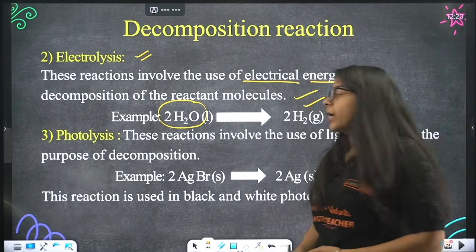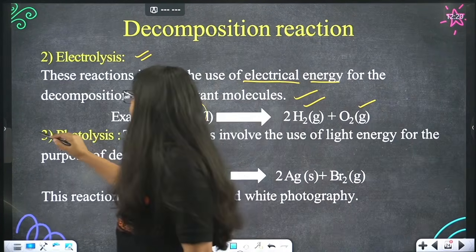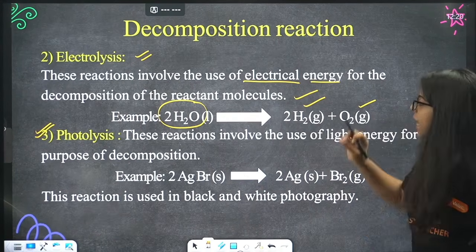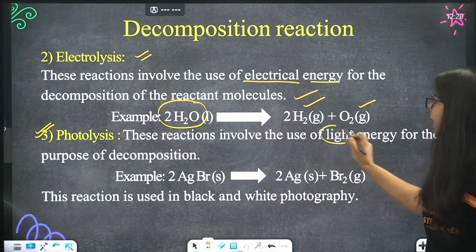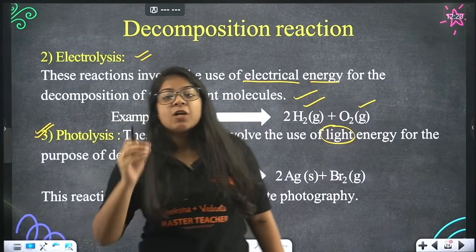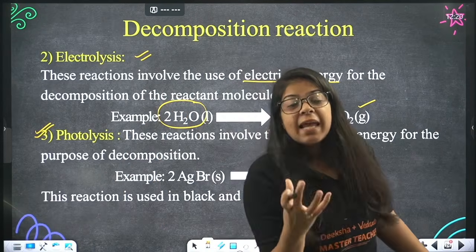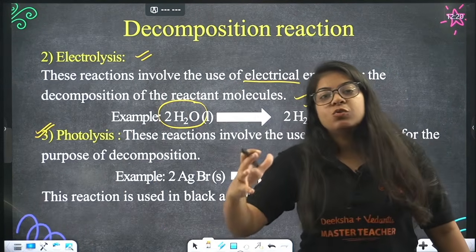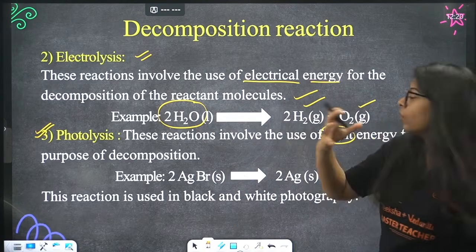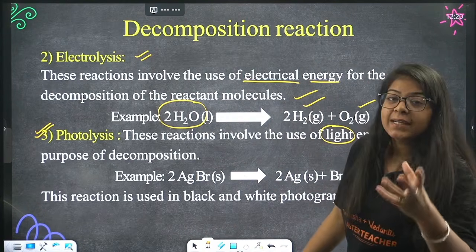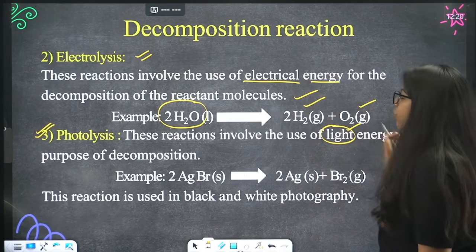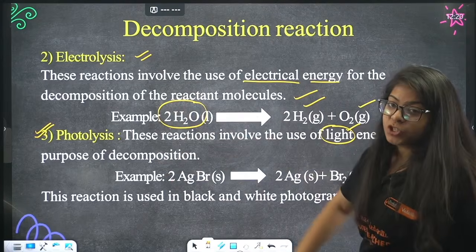Done? Okay, then we move on to the third kind of reaction, beta, that is photolysis. These reactions involve the use of light. Now you have studied photon in your chapter on light, right? So photolysis means light energy. When light energy is used to break down the reactant, that is called photolysis or photolytic decomposition. So these reactions involve the use of light energy for decomposition.